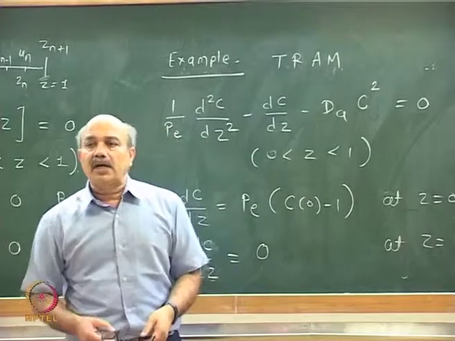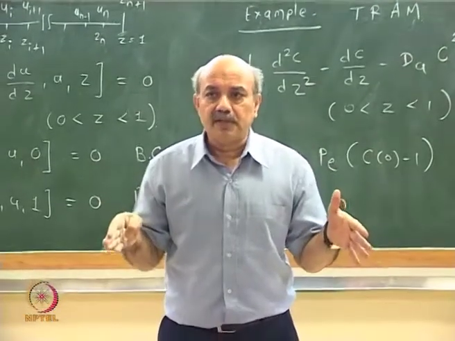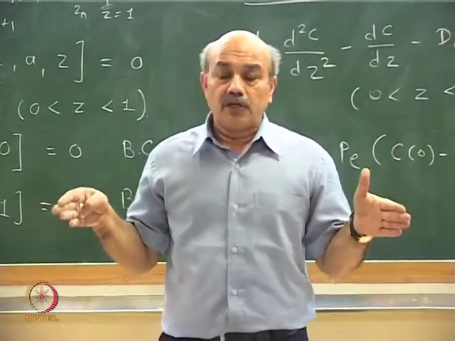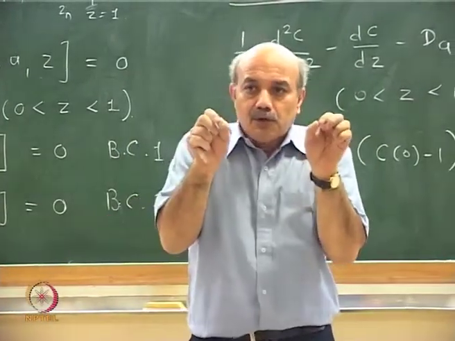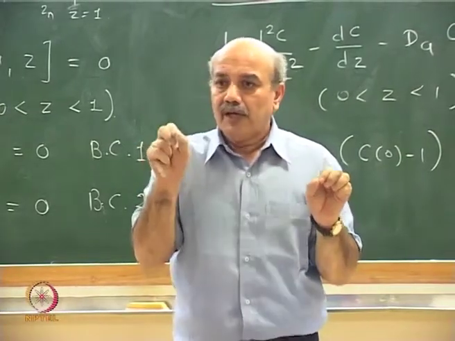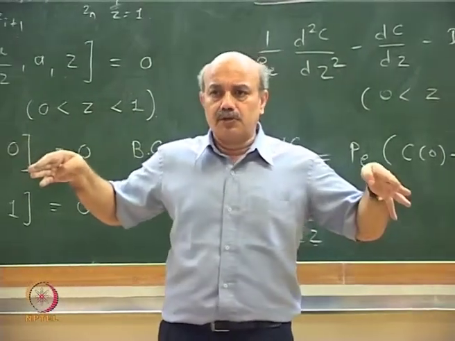So till now we have looked at the finite difference method. In the finite difference method, you need a large number of grid points to get a good solution, because you are taking a local approximation of the derivative.